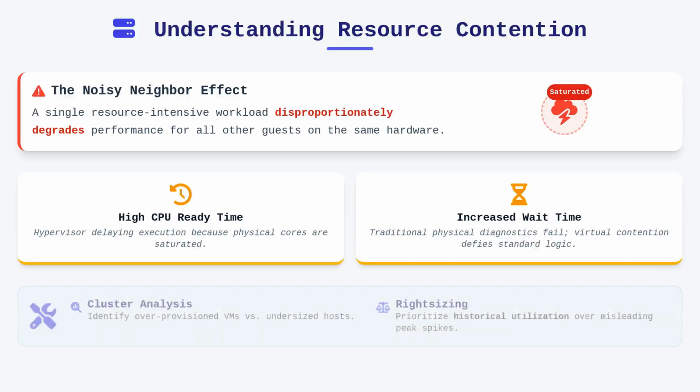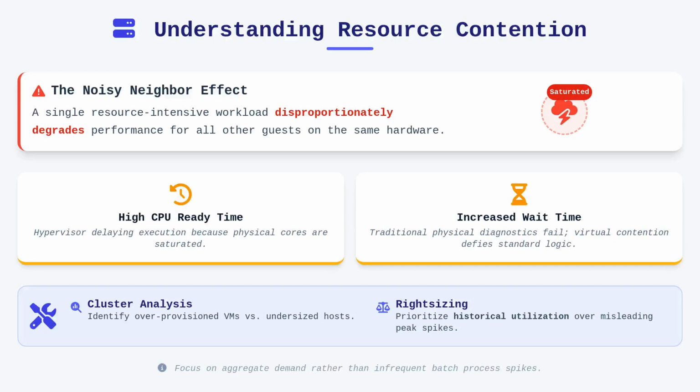To mitigate this, you must analyze performance metrics across the cluster to determine if specific VMs are consistently over-provisioned or if the host is simply undersized for the total aggregate demand. Right-sizing requires a careful look at historical utilization data rather than relying solely on peak spikes, which can often be misleading if they occur only during infrequent batch processes.